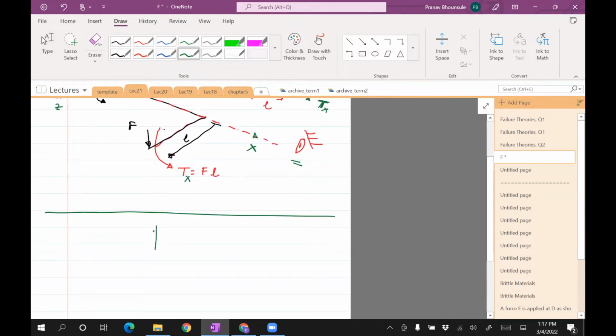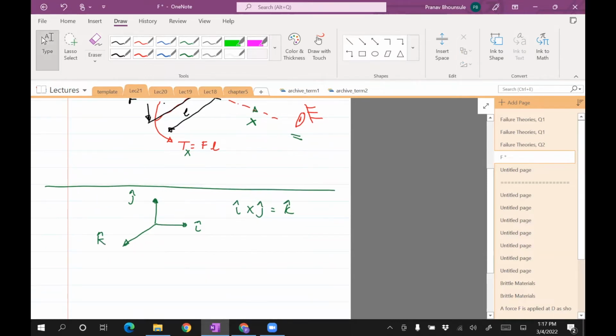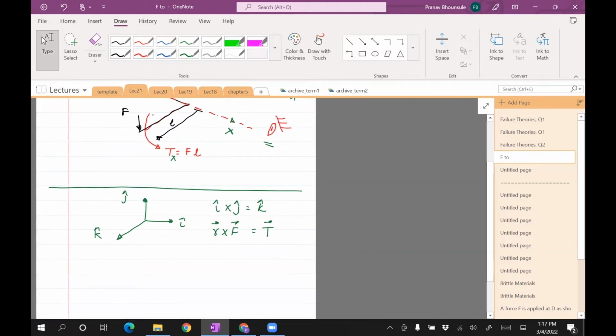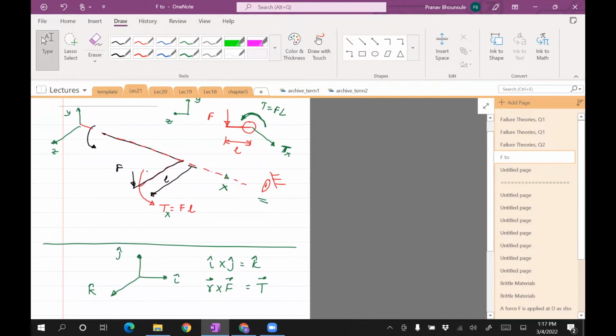If you have i, a unit vector along the x-axis, j along the y-axis, and k along the z-axis, we know that i cross j is k. We know this for a fact when you take the cross product. The moment is actually r cross F; in this case it's a torque, and we need to put in the appropriate values. If you use this logic here, r is L.